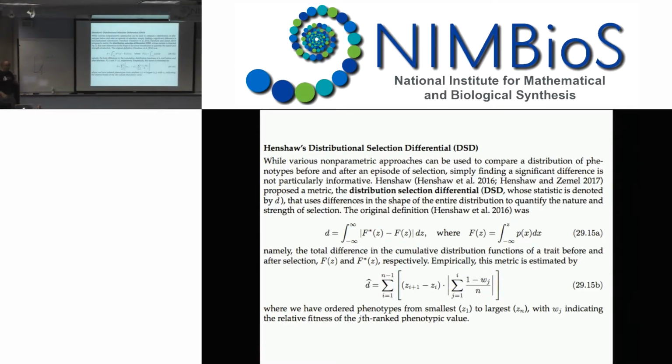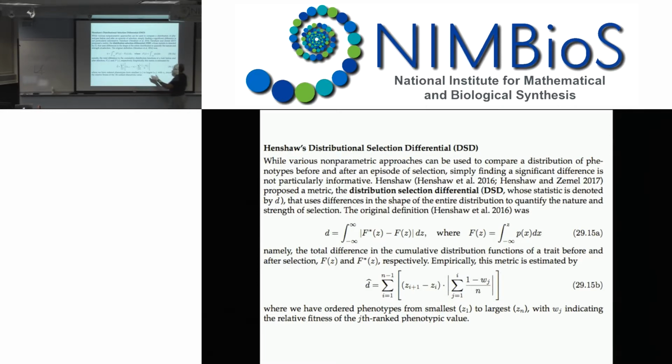It's not very powerful, but it's nice to use. So it's a general way to compare two distributions. I'm not looking at the mean or the variance, I'm simply comparing their cumulative shape. You can get a corresponding thing, which is called the distributional selection differential. So not directional, but distributional. It's called DSD. It's a fairly new concept.